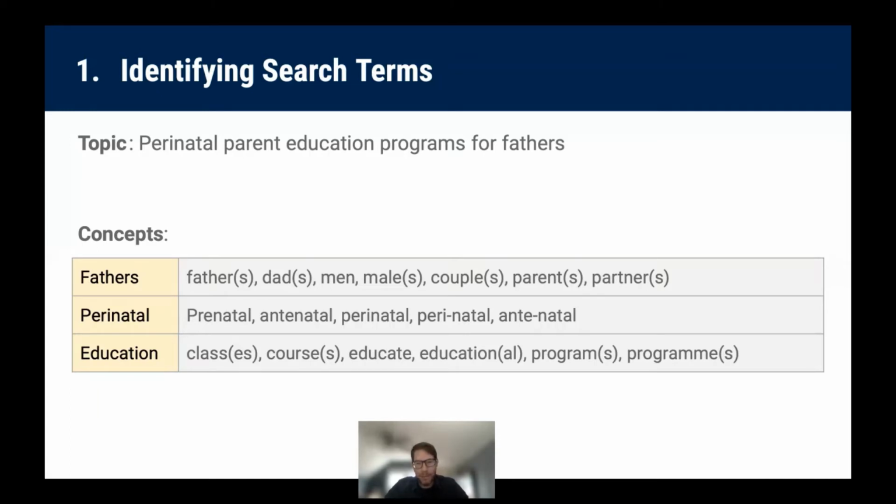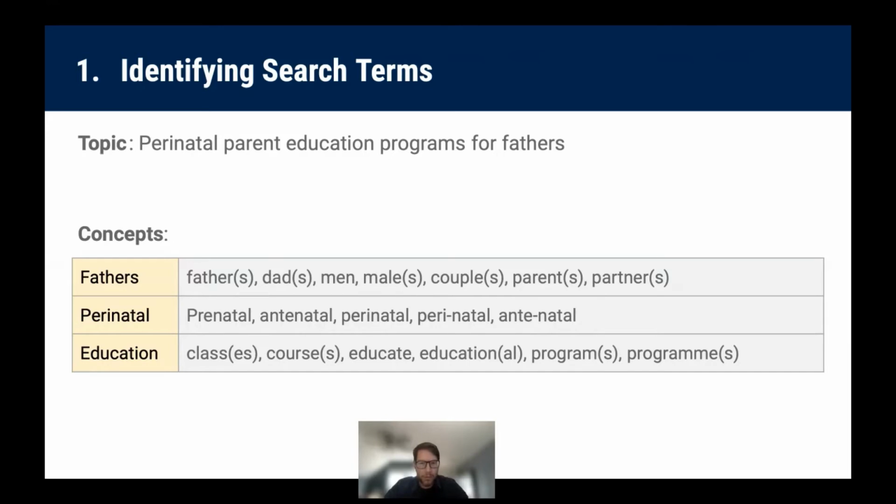All right, step one is to identify search terms. The first major step after you have a topic is to break your topic into searchable concepts. Searchable concepts are the concepts you want to search, and you want to search concepts that will reflect concepts in the ideal article. So think about your result set and what are the ideal concepts that you want to see in the ideal article. In this case, the ideal concepts that I wanted to see were terms related to fathers, terms related to the perinatal period, terms related to education.